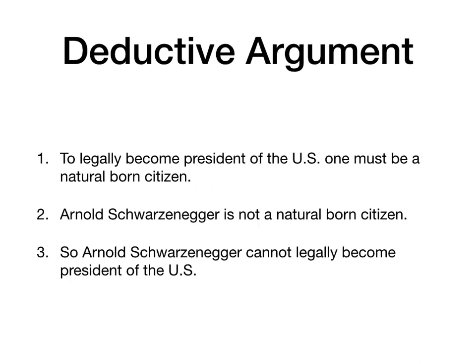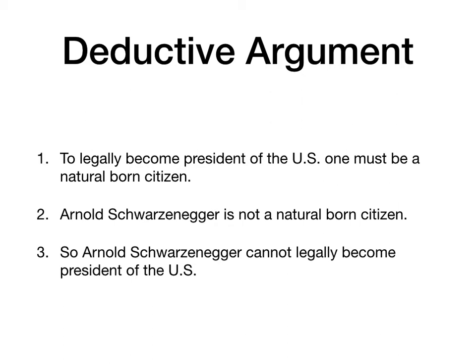So here's an example of a deductive argument. To legally become president of the U.S., one must be a natural-born citizen. That is, you have to have been born in the U.S. or have one parent or both who were citizens. Arnold Schwarzenegger is not a natural-born citizen. He was a naturalized citizen. He was born in Austria. His parents were Austrian.